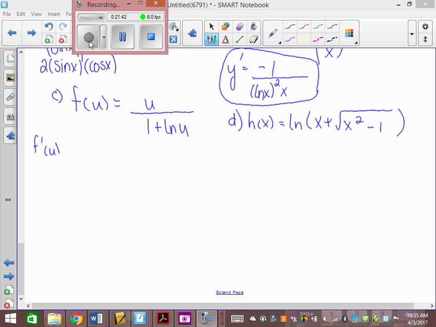F prime of u equals g, which is 1 plus ln u, times f prime, which is 1, minus f times g prime. What's the derivative of 1? Nothing. What's the derivative of ln u? 1 over u. All over g squared.